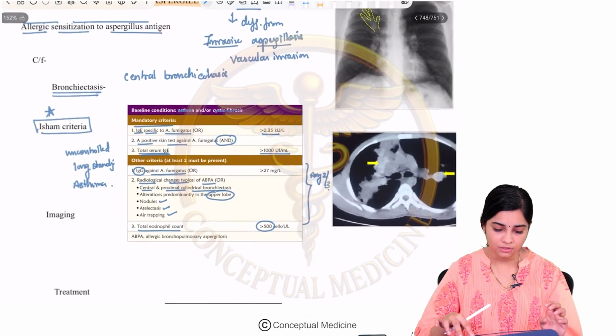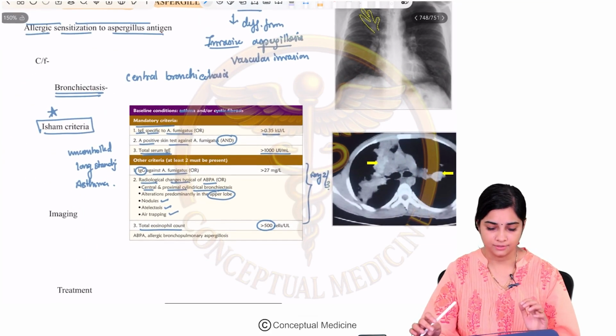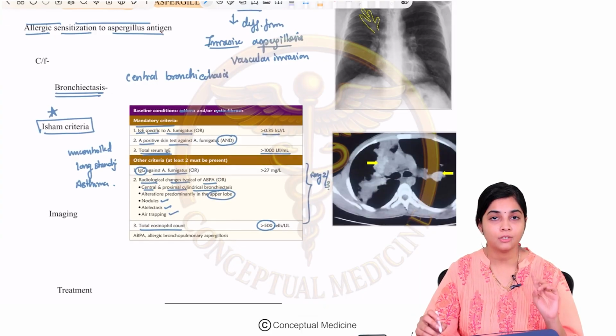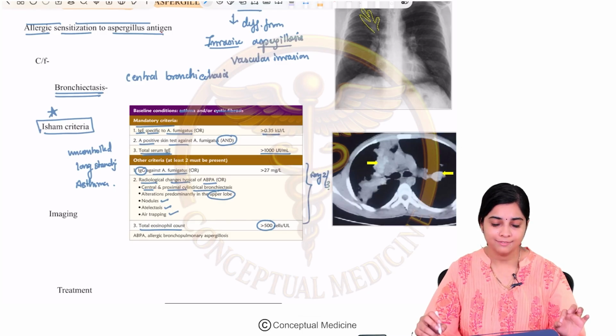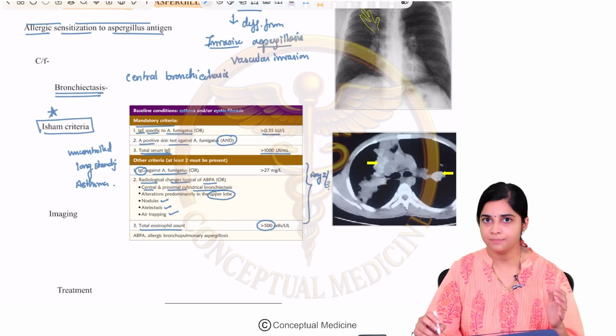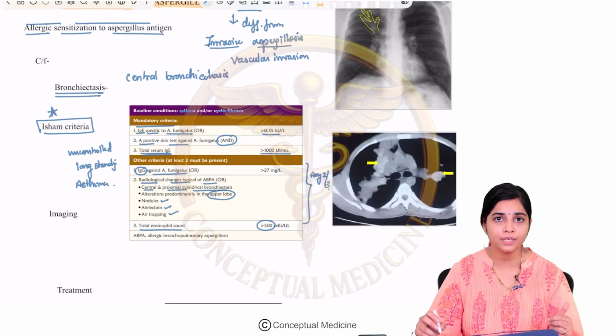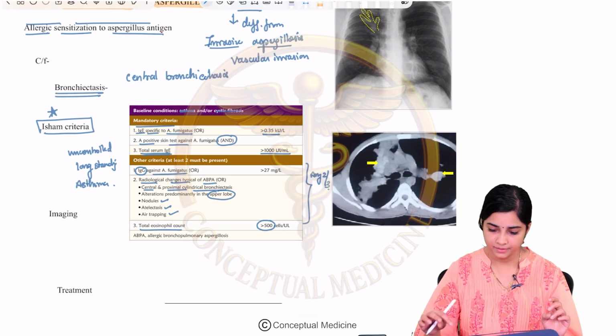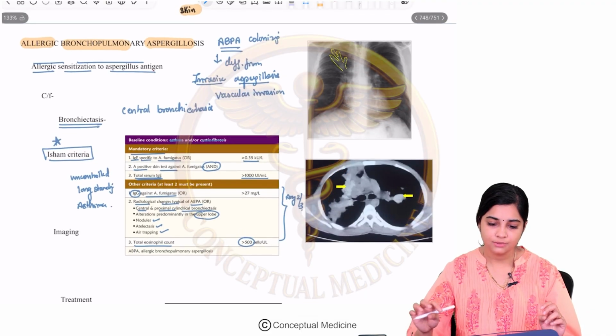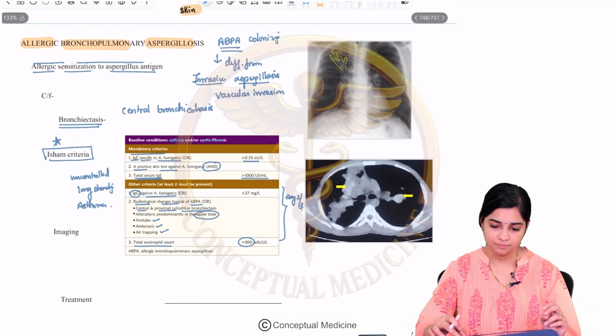So this is about your ESHAM criteria for the diagnosis of ABPA. Remember, your mandatory criteria are Aspergillus specific IgE elevated or skin prick test positive, and total IgE more than 1000, and the other criteria, 2 out of 3, are radiological changes, Aspergillus specific IgG levels, or eosinophilia. Fine. Now let us look at the radiological features of ABPA.